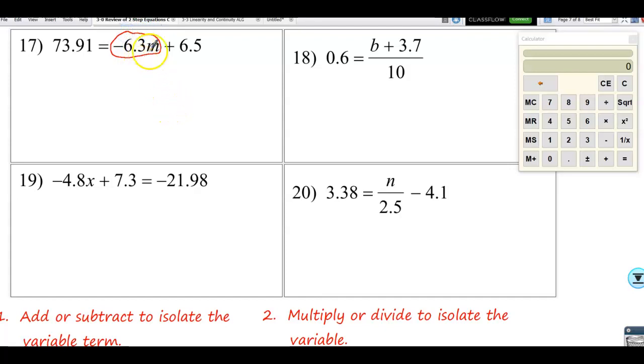All right, we have our variable term here, negative 6.3m. We need to get it alone by getting rid of this number right here. That's a positive 6 1/5, or 6.5, so we're going to subtract 6.5 from both sides.